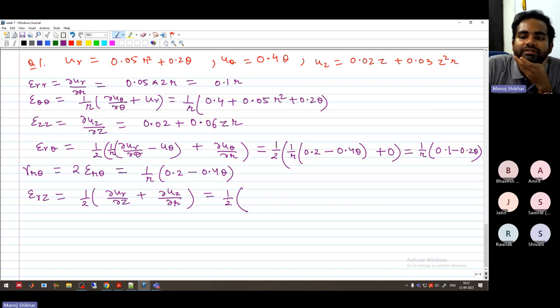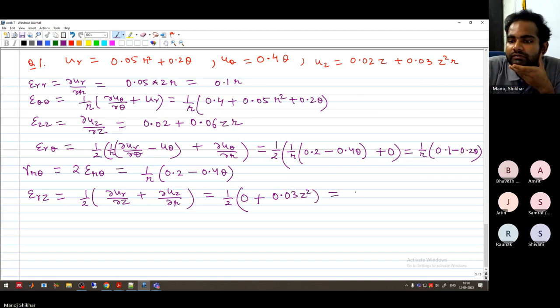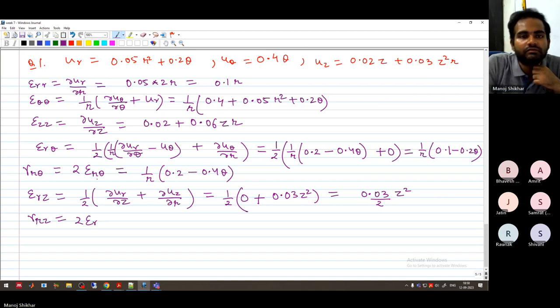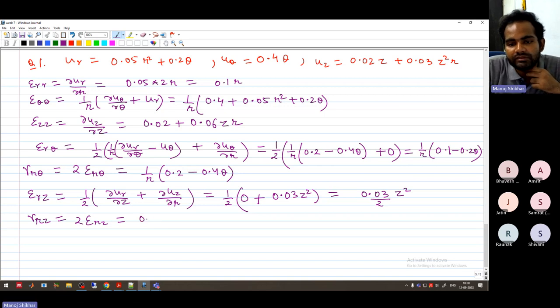So del u r by del z is 0 because u r is not depending upon z. Del u z by del r is 0.03 z square. So this is our epsilon rz. What will be gamma rz? This will be 2 times epsilon rz. So 0.03 z square.